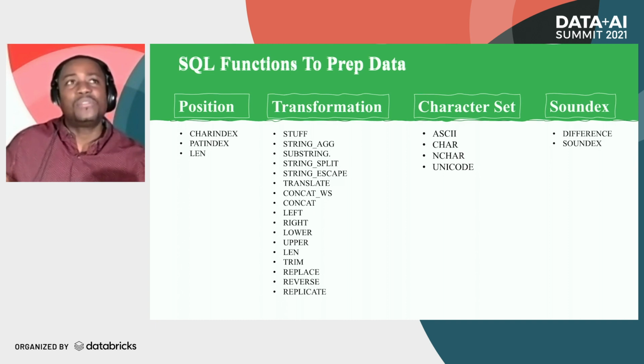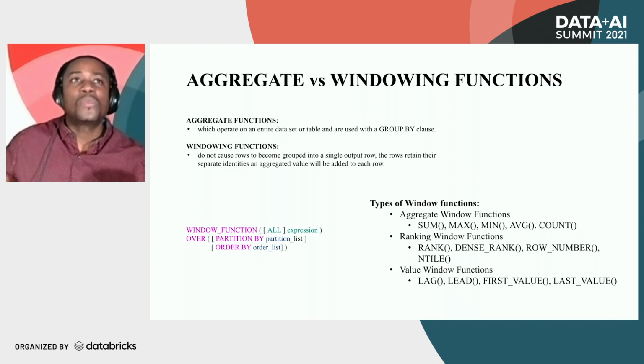Okay, the reason why I have this very early is because everything else will be demo, and I want you to understand the difference between aggregate versus windowing functions. Aggregate functions will operate on the entire data set or table, and you have to use GROUP BY. If you don't use GROUP BY, it will error out. Whereas windowing functions do not cause rows to become grouped into a single output. Instead, they operate on an aggregate value and add it to each row. So this is the syntax for windowing functions, and these are the types of windowing functions: we have aggregate windowing functions, ranking, and value. Let's go to some demo.